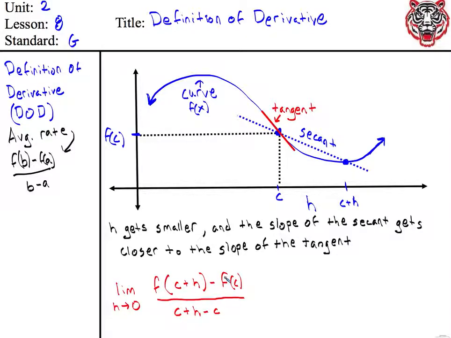So basically we're trying to find the slope as it gets closer. Is that what the formula is? Exactly, yeah. I want to find the slope of the secant as h gets closer and closer to c, which is the derivative. So the average rate equals the derivative, only when h gets closer and closer to 0.